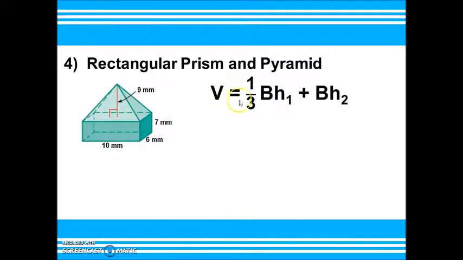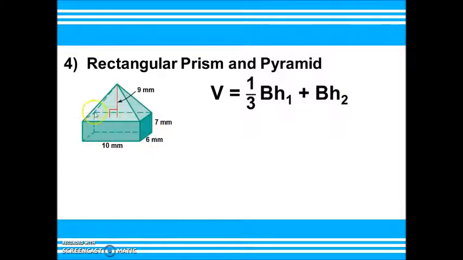Okay, so I set up a new formula here where I do 1/3 the area of the base times height. I'm going to call it height 1. So this part is for the pyramid, right? So I need the area of the pyramid base, I need the height of the pyramid. Plus, I'm going to add to that the volume of the prism, which I'll need the area of the base for the prism, and I need the height of the prism. We'll call that height 2.